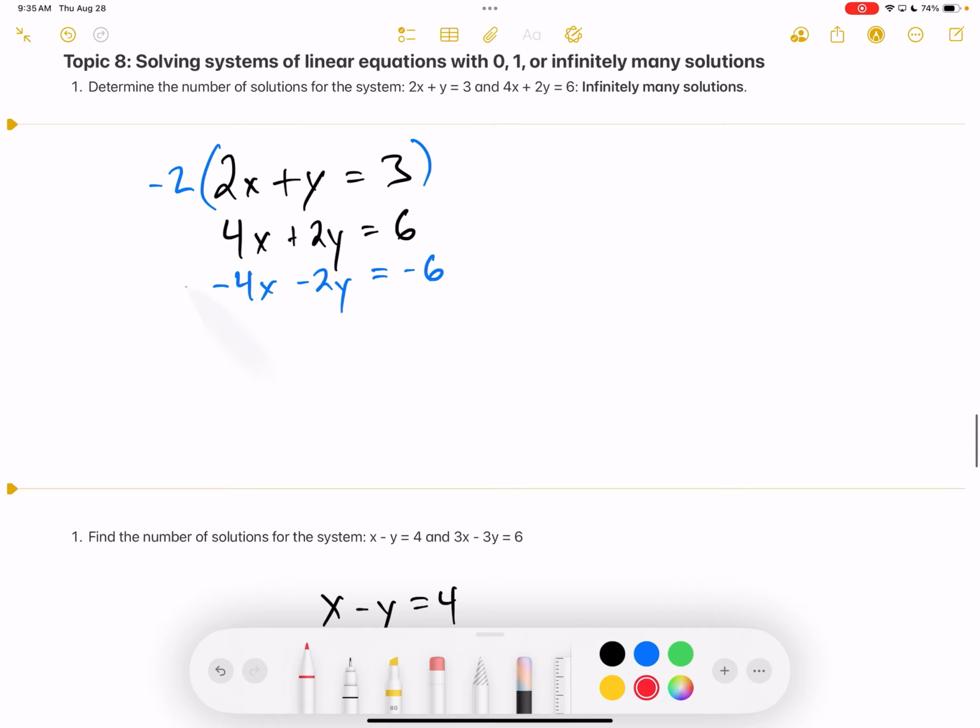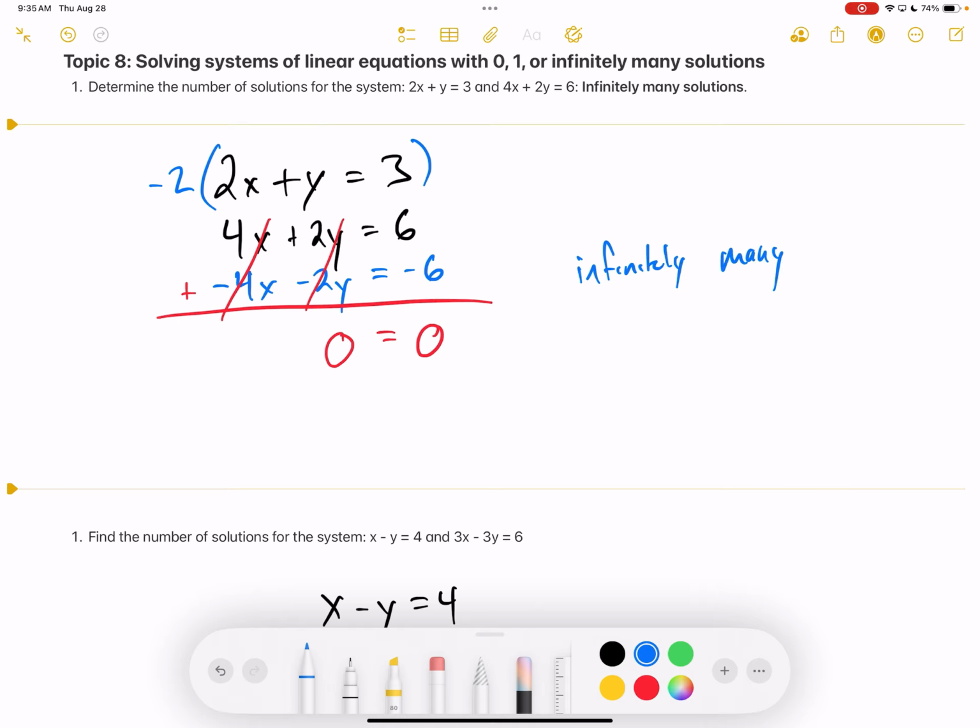So now when I go to add these up, 4x plus negative 4x cancel out. Well, 2 plus negative 2 cancels out, so I have nothing on this side. And 6 minus 6 also adds up to be 0. Well, this is a problem because now I don't have a variable. So when 0 does equal 0, we know that's correct. What they say is this is infinitely many solutions. That means I have an infinite amount of solutions. That is because these are actually the same line.